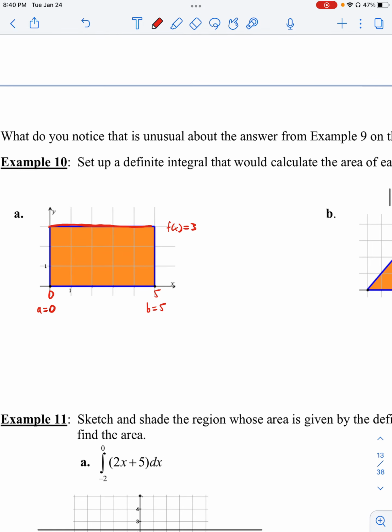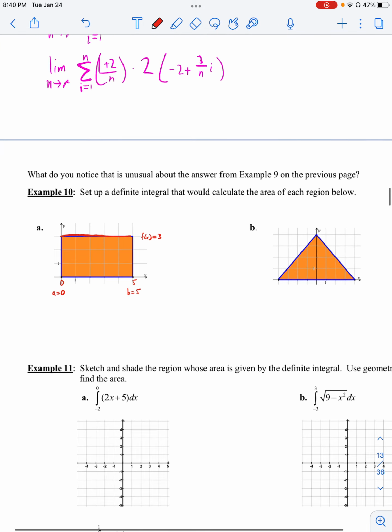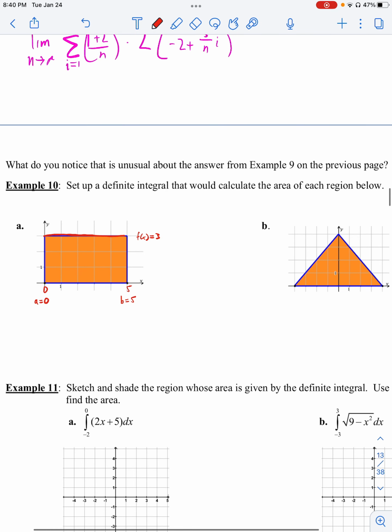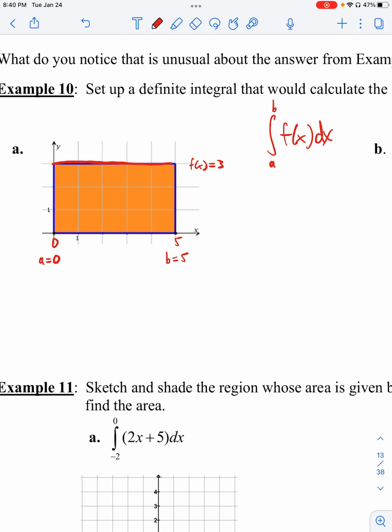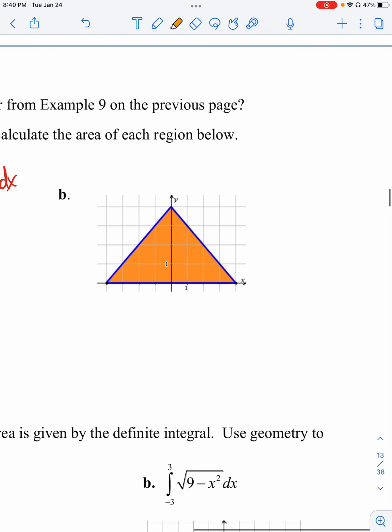So the general formula for how you write down an integral is going to be the little s symbol, and then this is the integral from a to b of f of x dx. Plugging everything in here for this first one, we get the integral from 0 to 5 of 3 dx. That's our answer. How would I do this one?